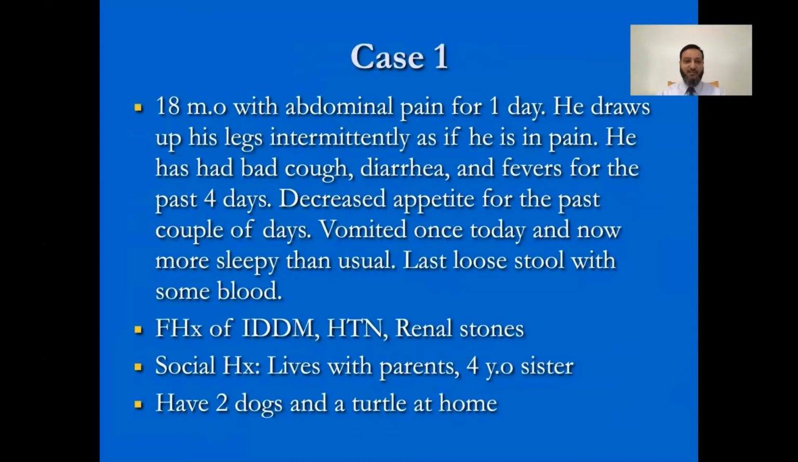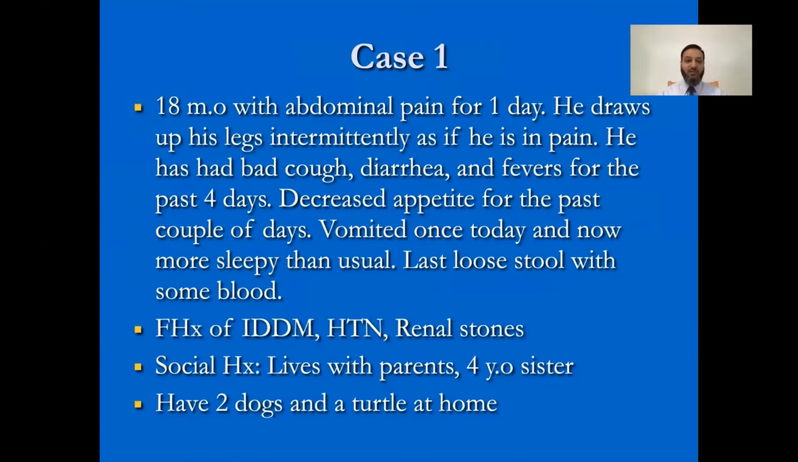Our first case is an 18-month-old who comes in with abdominal pain for 1 day. He draws up his legs intermittently as if he is in pain. He has had a bad cough, diarrhea, and fevers for the past 4 days. He's had a decreased appetite for the past couple of days. He's vomited once today, and now he's more sleepy than usual. He had a loose stool with some blood in it the last time he had a bowel movement.